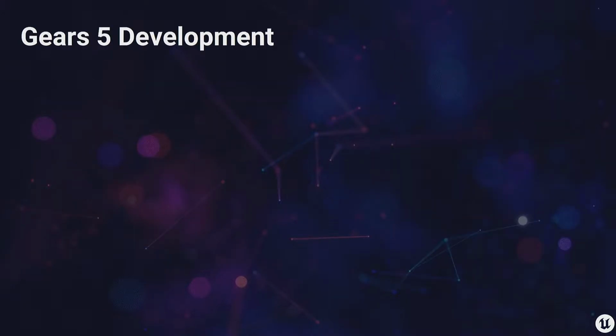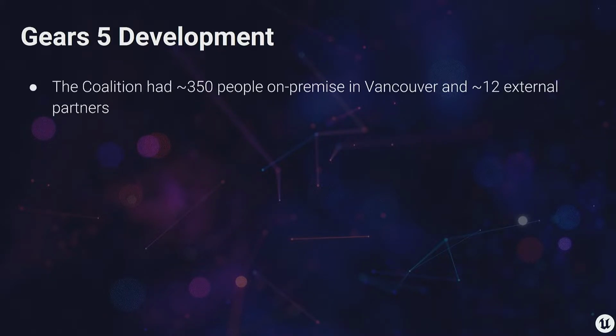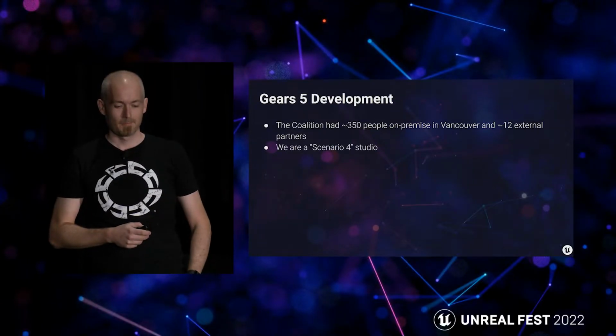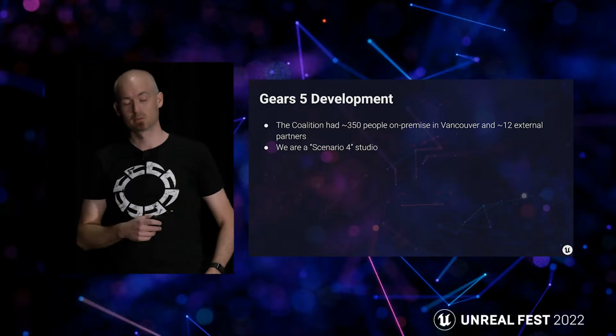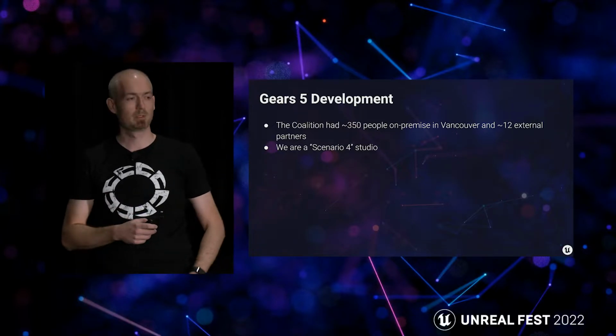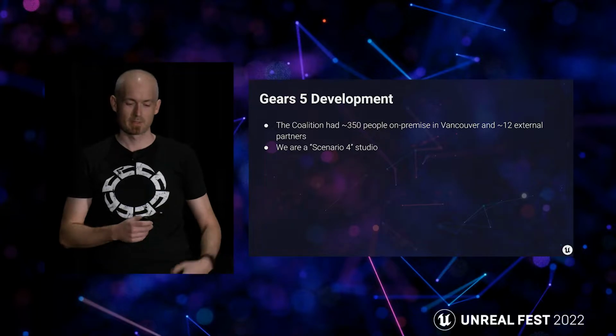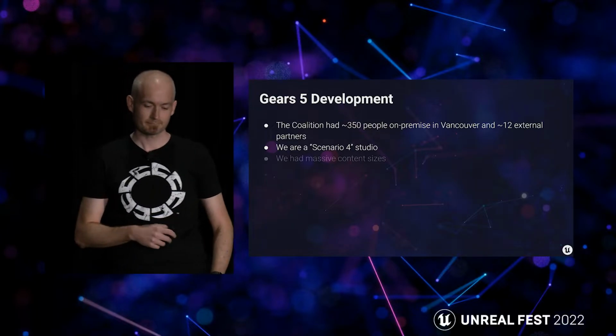So going through Gears 5 development, just to set some context here. The Coalition roughly had about 350 people on-prem up in Vancouver, and we worked with roughly 12 external partners all around the world, basically any time zone you can think of. From what Grace talked about, we're definitely a Scenario 4 studio. We have a lot of folks working on the project. We probably had roughly 1,500 people in total working on Gears 5 over the full course of development.